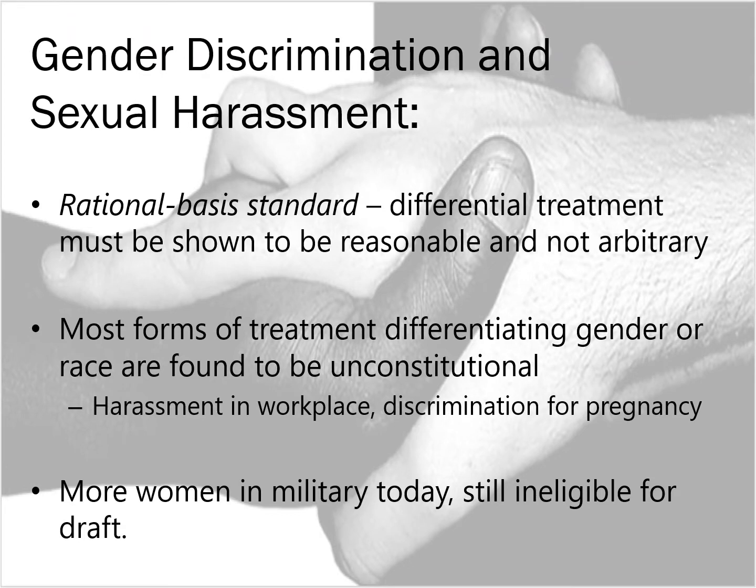Gender discrimination and sexual harassment. So women are not subject to strict scrutiny. They fall under a rational basis standard. Differential treatment for women has to be shown to be reasonable and not arbitrary. And most of these forms of treatment that do differentiate by gender or race are found to be unconstitutional.